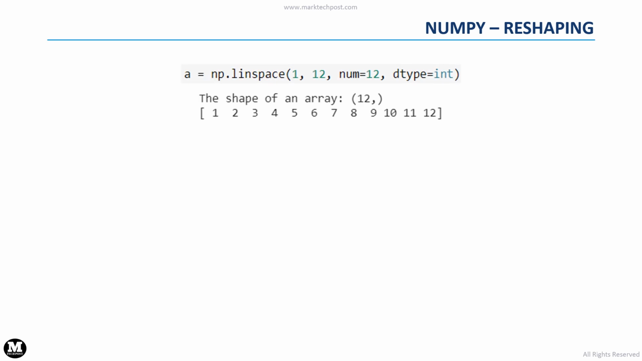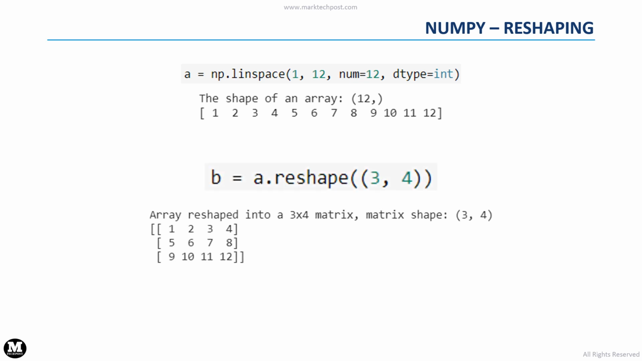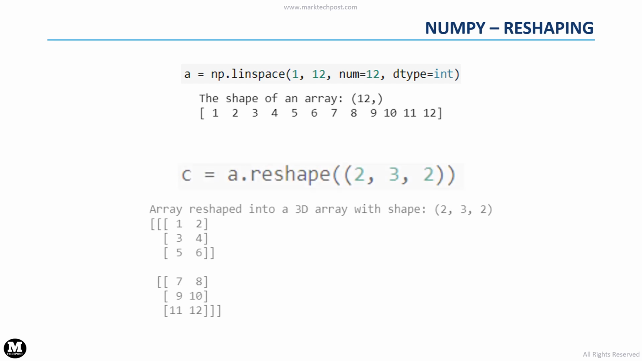The shape of an ND array represents the number of elements in each of its dimensions. We can change the shape of an ND array with the reshape function. Let's start with a one-dimensional array containing 12 elements. Then, we reshape it to obtain a 3x4 matrix. Here instead, we reshape the one-dimensional array into a 3-dimensional array. This ND array will contain 2 3x2 matrices.